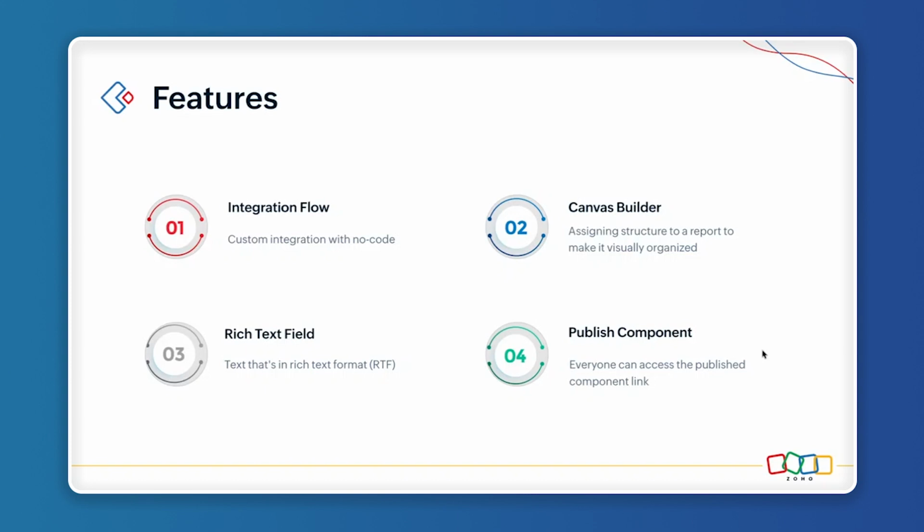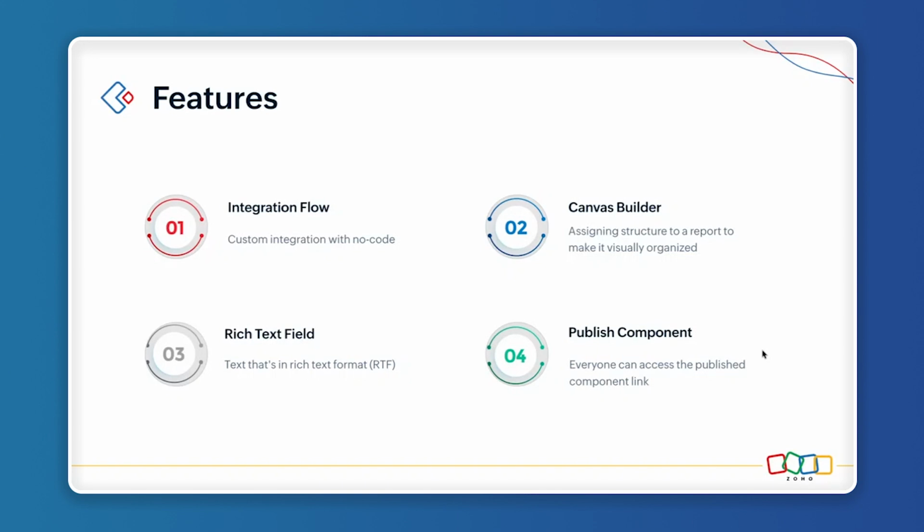The second feature is the Canvas Builder. Canvas Builder helps us to generate an organized report depending upon our requirement. We have used the Canvas Builder to create a detailed view of my events report according to my requirement. And then the third feature is the rich text field. We will discuss the rich text field in the live demo.